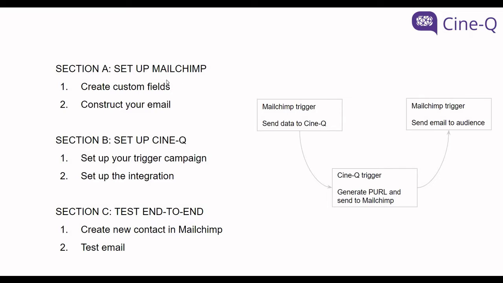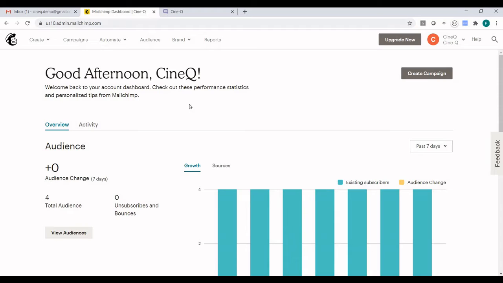There will be three sections that we're going to cover. First, we're going to take a look at how to create custom fields in Mailchimp, and then we're going to have a look at how to create your emails. And then we'll go over to Cine-Q, we'll set up a trigger campaign that will generate the personalized videos and also set up the integration. And finally, we're going to do the end-to-end testing. So let's go over to Mailchimp.